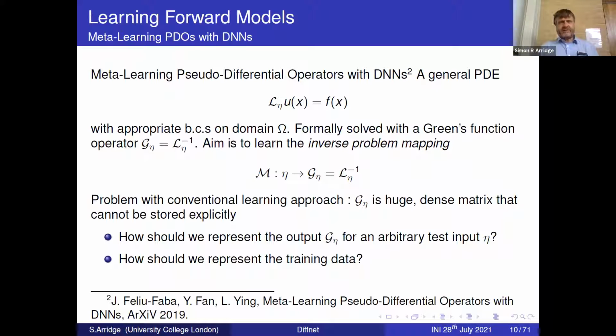Another interesting approach is the group meta-learning set of differential operators, and here the idea is to try to solve the Green's function. So you want to learn the inverse mapping, the Green's operator, which depends on the physical parameters of the PDE. And the problem is that this would invariably be a huge dense matrix stored, and questions arise: how do we represent the output from arbitrary parameters, and how should we represent the training data?